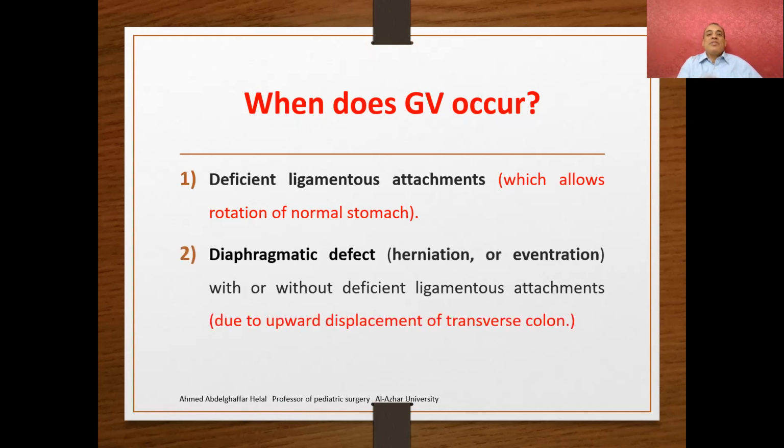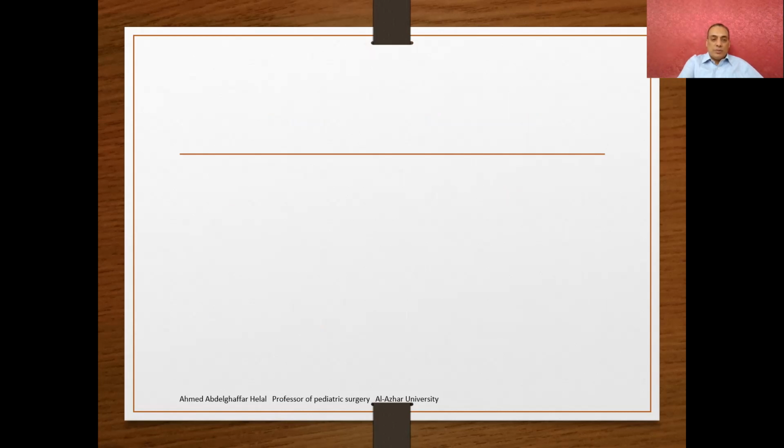Number two, diaphragmatic defect, whether herniation or eventration, both conditions, with or without deficient ligament. The explanation may be due to upward displacement of the transverse colon. You can imagine that the stomach is fixed and the transverse colon is below the stomach, and there is the gastrocolic ligament. However, in some cases of diaphragmatic defect, the transverse colon may be displaced up. This displacement may allow the stomach to rotate, leading to gastric volvulus.